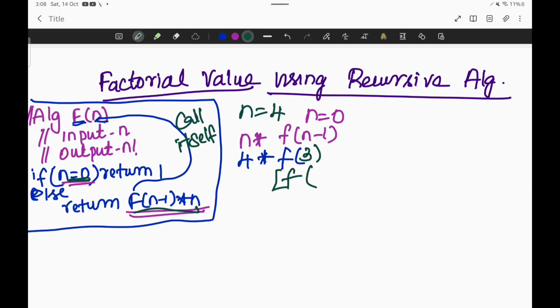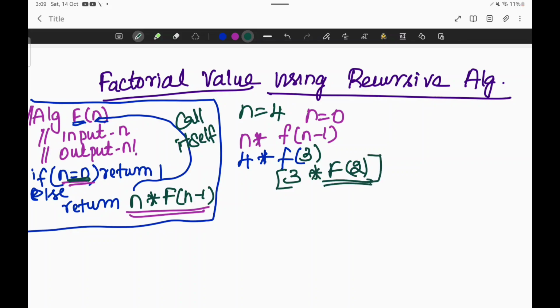So 4 minus 1 is 3. Here f of 3 minus 1 into n. I am following the algorithm itself. Both are correct: n into f of n minus 1 or f of n minus 1 into n. In any one situation we will change it in the algorithm to n into f of n minus 1. Both are correct. What is the value of n now? N is 3. So f of 3 is replaced with 3 into f of 3 minus 1, that is 2.